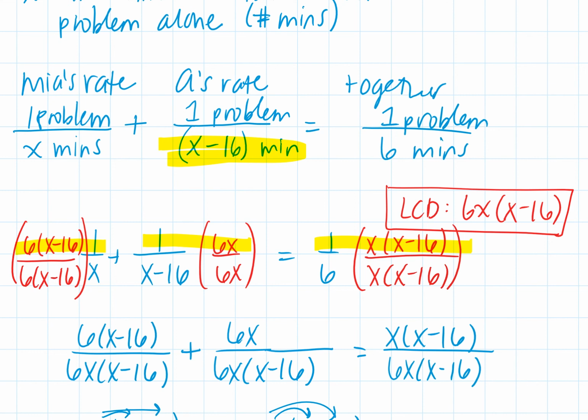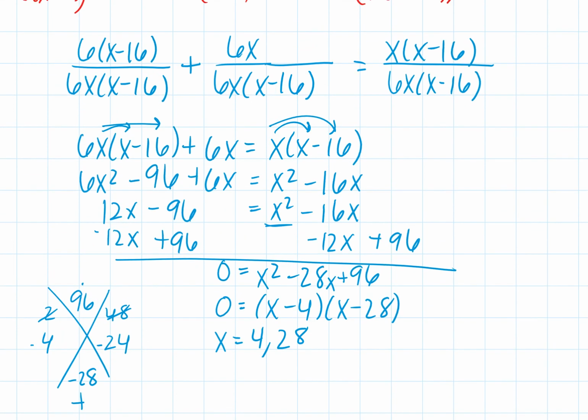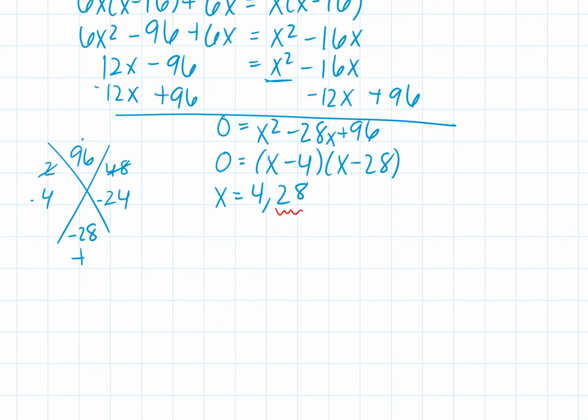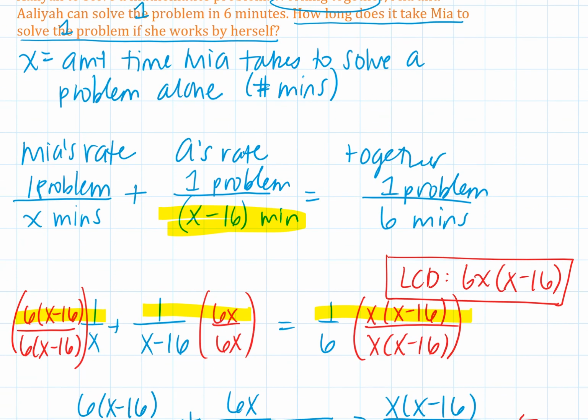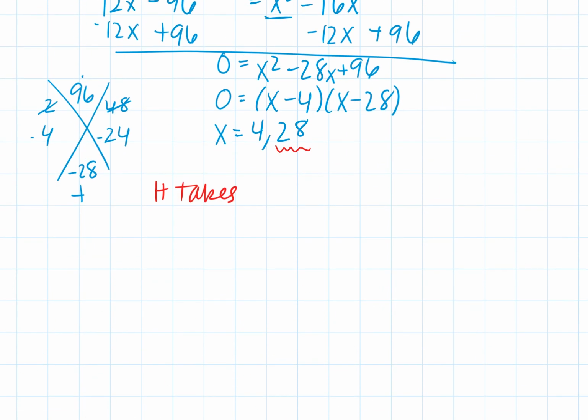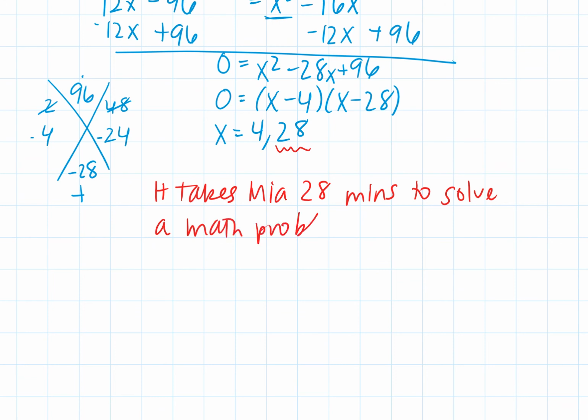So 4 is a solution to this rational equation, but it's not a solution to the story problem because it doesn't allow for all of the facts to make sense. So this must be our answer here, meaning, this was about Mia, it takes Mia this number of minutes, so 28 minutes, to solve a math problem if she works by herself.